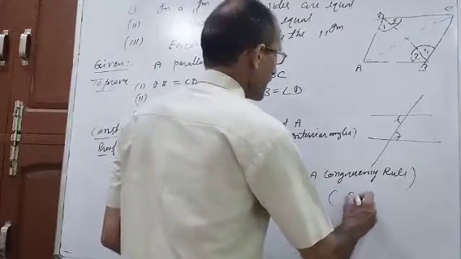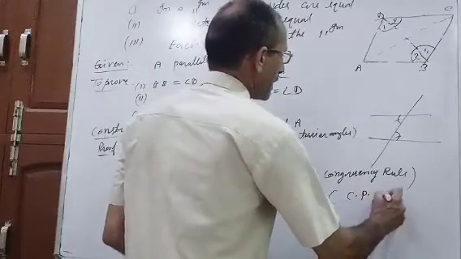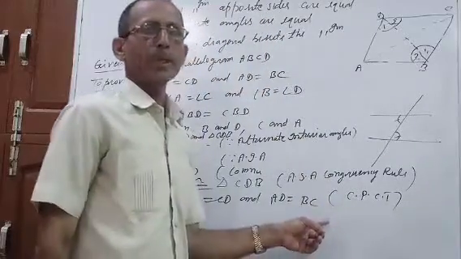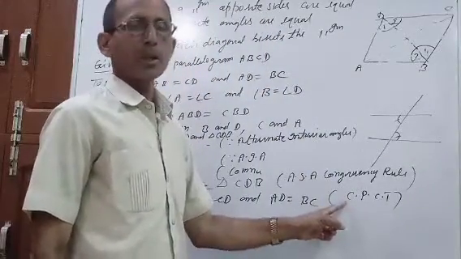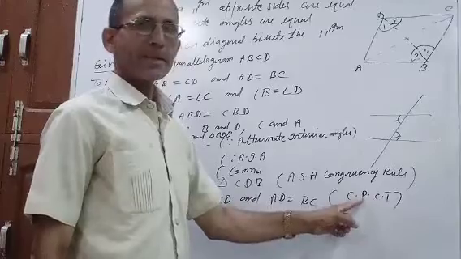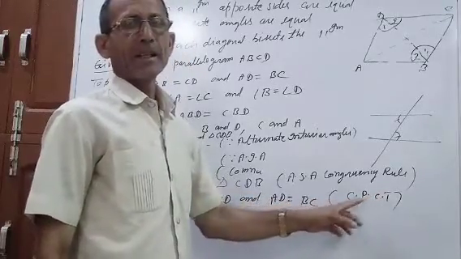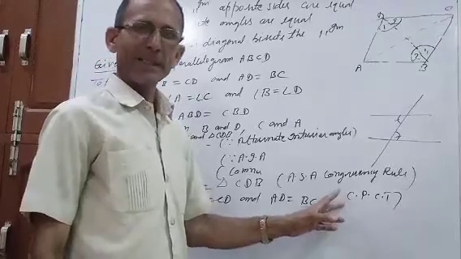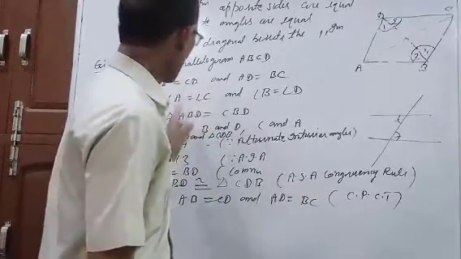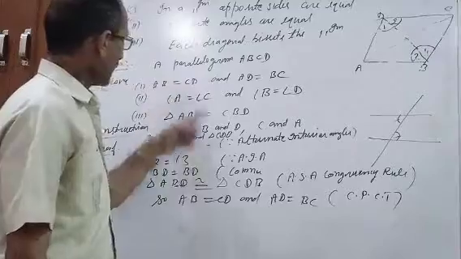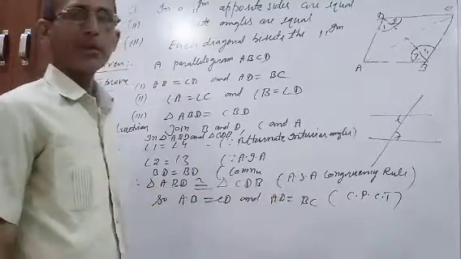What is the meaning of CPCT? Full form of CPCT: corresponding parts of congruent triangles. So first part is proved. I proved AB is equal to CD and AD is equal to BC.